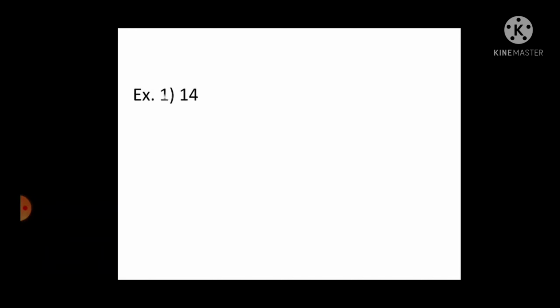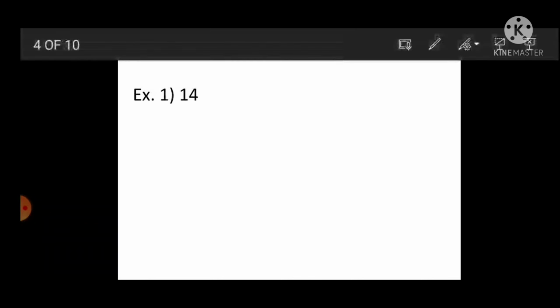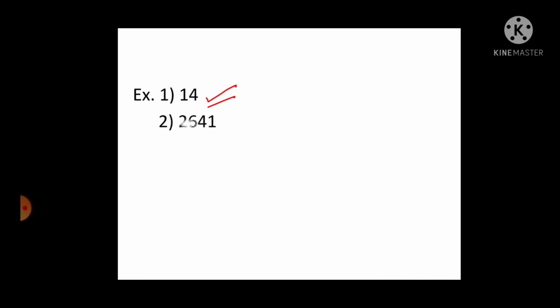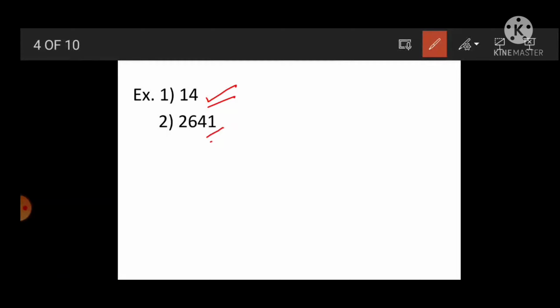See the first example, it is 14. Easily we can tell, yes, 14 is divisible by 2 because we know the table of 2. 2 sevens are 14, so the remainder will be 0, which means this number is completely divisible by 2. Then see the next example, 2641. According to the test, the ones place digit is 1, so this number is not completely divisible by 2. There will be a remainder, which will be 1. So this number is not divisible by 2.